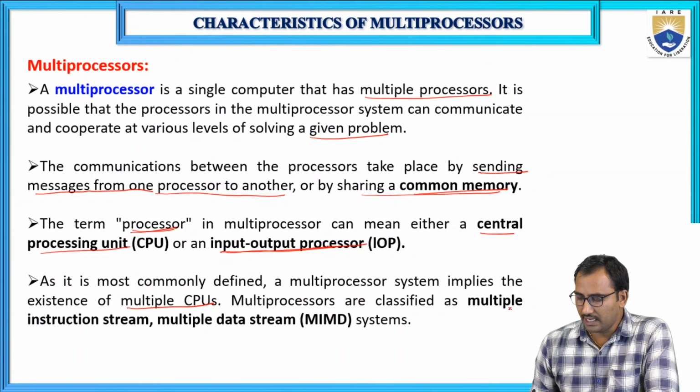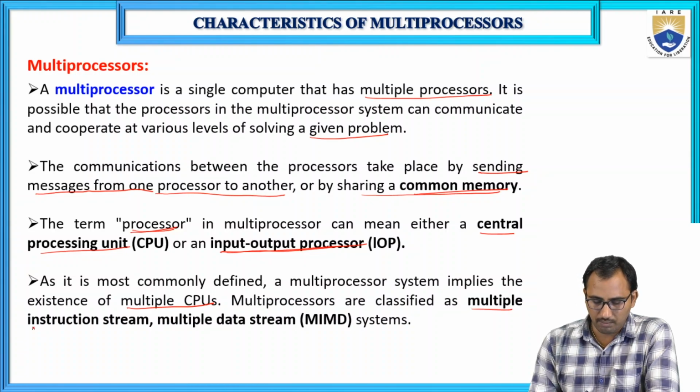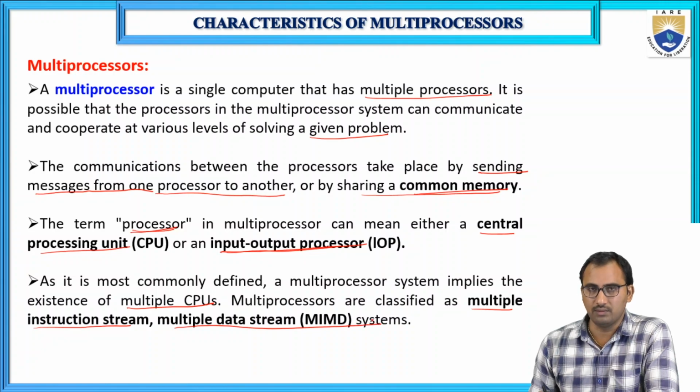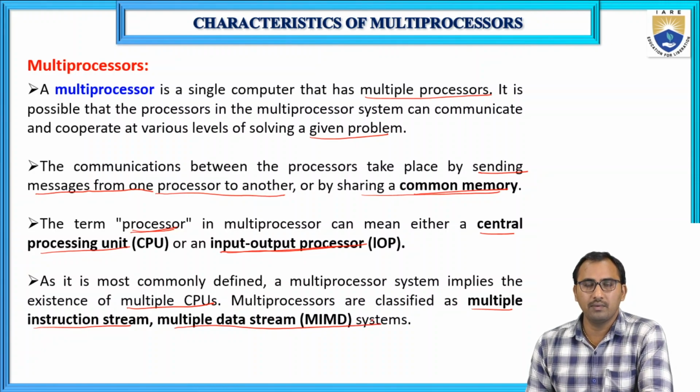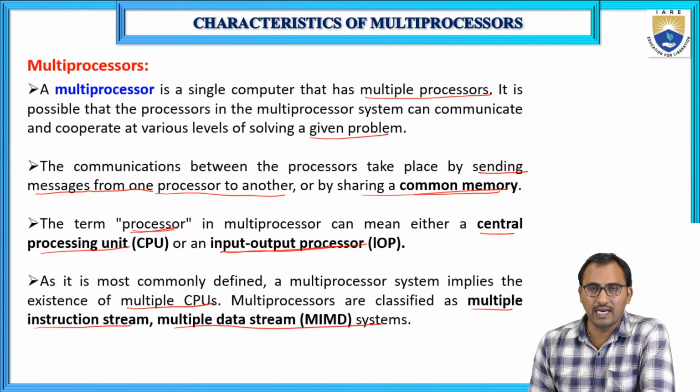Multiprocessors are classified as multiple instruction stream and multiple data stream systems. So these multiprocessor systems are classified as the MIMD systems. MIMD means multiple instruction stream and multiple data stream. That means it has multiple processors and multiple memories.